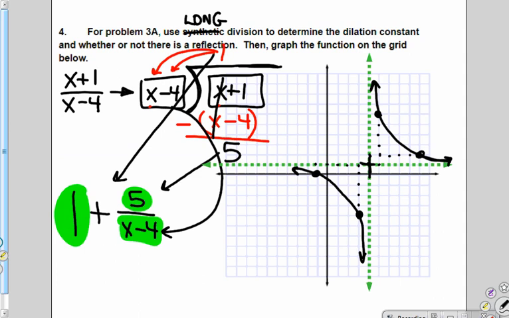One last thing. If that remainder would have happened to be negative, this numerator would have been negative, these two arms would have been reflected this way and that way. All right? That's if that remainder would have been negative. Just in case you see that on the quiz.